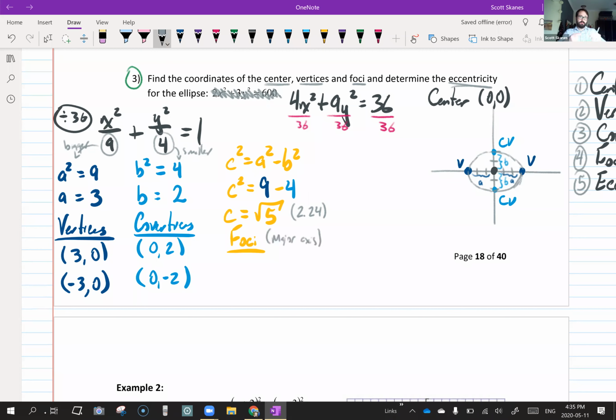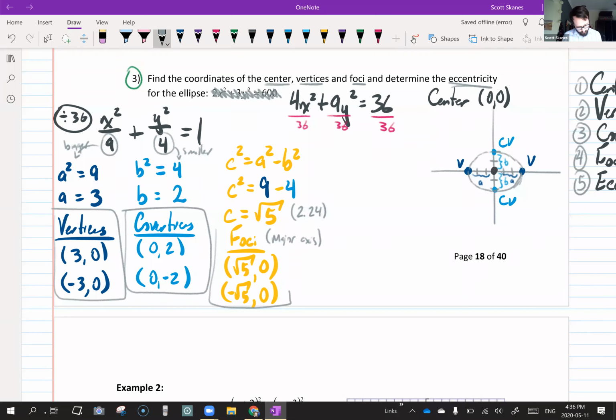Okay, the vertices are on the major axis, in this case x. The focus points are also on the major axis, in this case x. So we take the center, add c. Well, that's going to be pretty easy, honestly. It's just go right by c and left by c. So root 5 and 0, negative root 5 and 0. Those are my focal points. Those are my foci. So I actually have almost everything I need now. I have my vertices, co-vertices, foci.